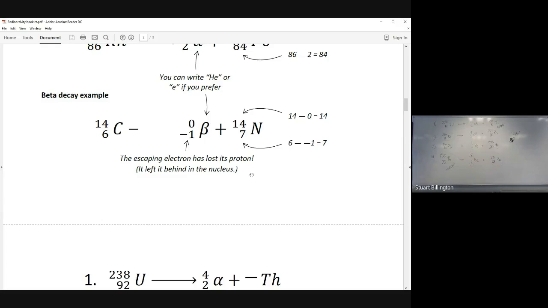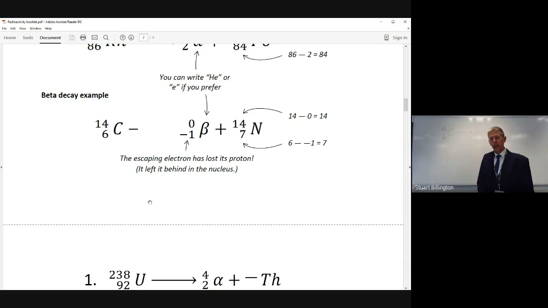So what we've got here is an atom of carbon. That's what the C stands for. And the carbon owns 6 protons. Carbon always owns 6 protons. If it doesn't have 6 protons, it's not carbon. And it also owns 8 neutrons. 6 plus 8 is 14. So 14 things altogether, and 6 of them are protons. So there's the arrow that should be there.